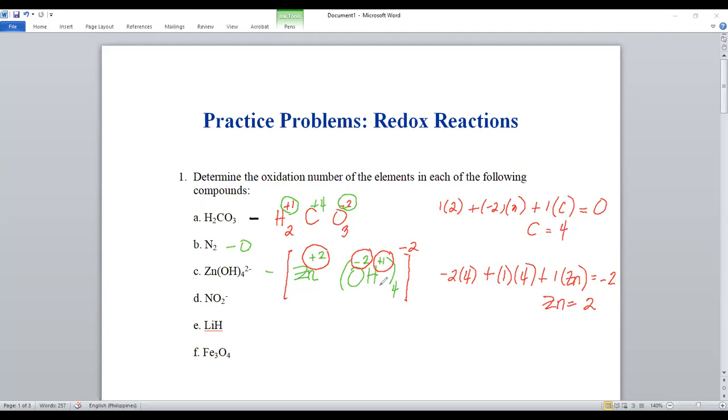So in this case, the answer, let me go back to the chat box. So the first one who provided us with the answer is John. So this is correct, John. And in the case of Kier, also correct. So thank you to these two gentlemen in here. Okay, so your answer for the oxidation state of zinc is also +2.